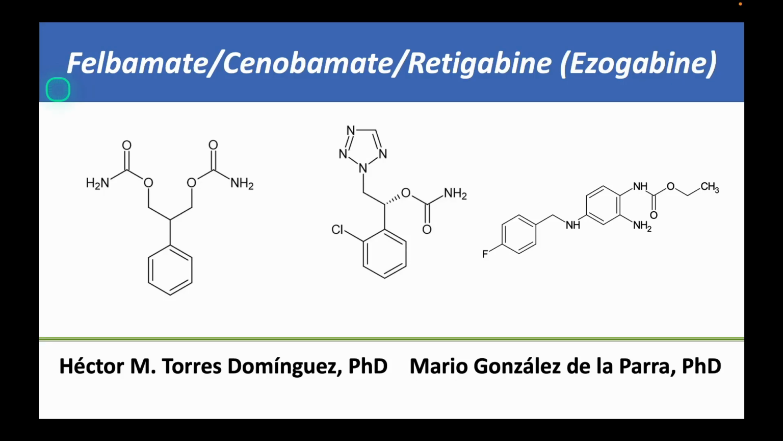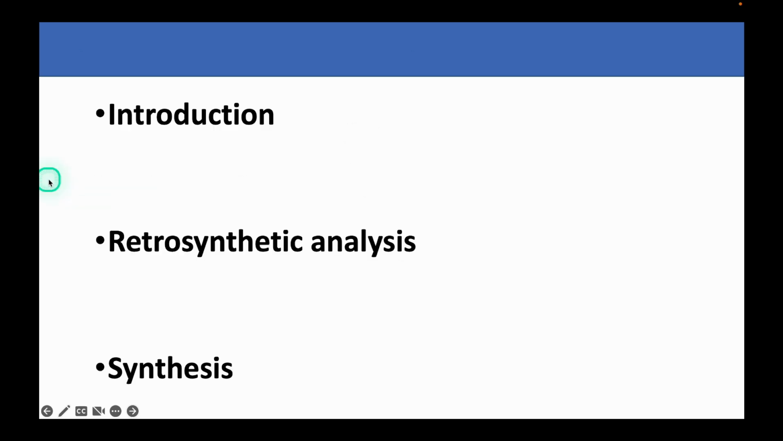Hello! With this video, we begin the series on 3 antiepileptic drugs that belong to the carbamate class: Felbamate, Cenobamate, and Retigabine, also known as ezogabine. The series includes an introductory video, videos on retrosyntheses, and on the resulting syntheses.